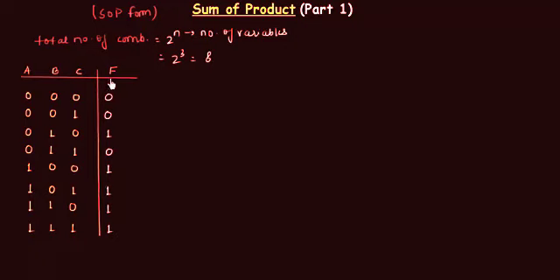F is the output of this truth table, and this is our function, and I have already written the value of the function for these different combinations. For the first combination, when A is low, B is low, and C is low, the function is also low, and in the same way it is low, high, low, and for the last 4 cases it is high.